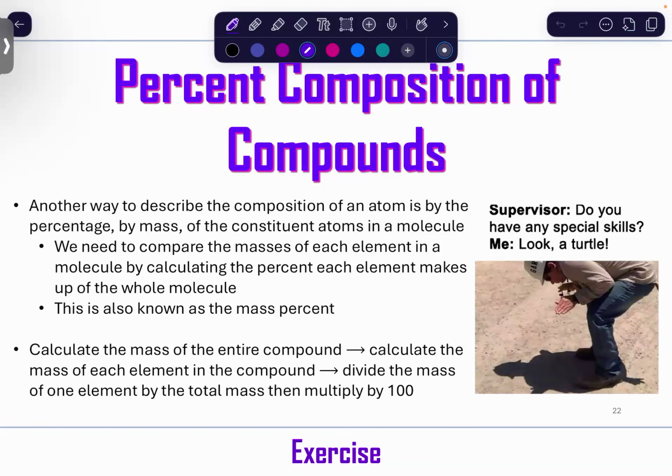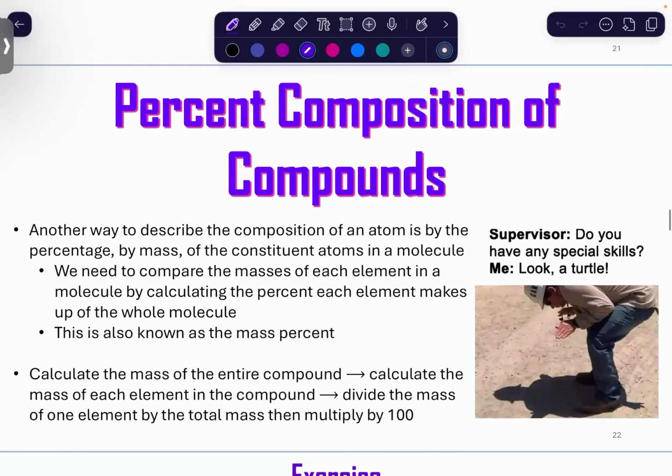All right, so we're going to continue on with chapter 3 today, starting with percent composition of compounds. This is a way of describing molecules and compounds by comparing masses. So basically, the mass of each component of a compound compared with its total mass. So percentage-wise, how much of a compound is one element or another?